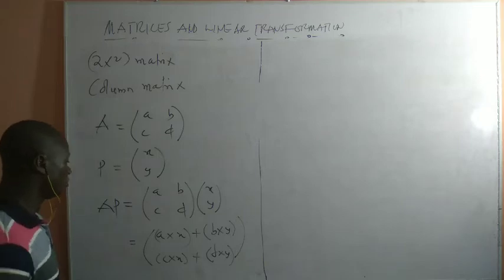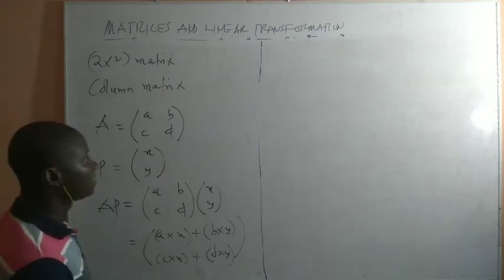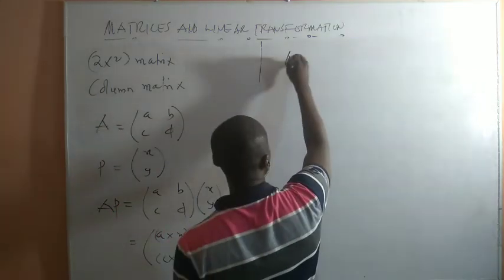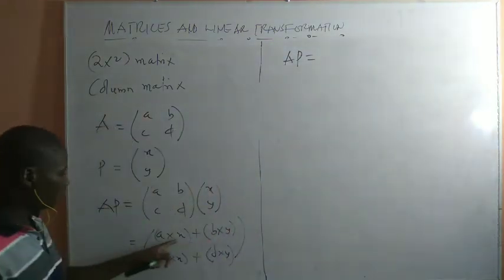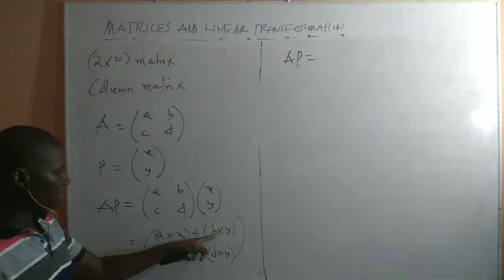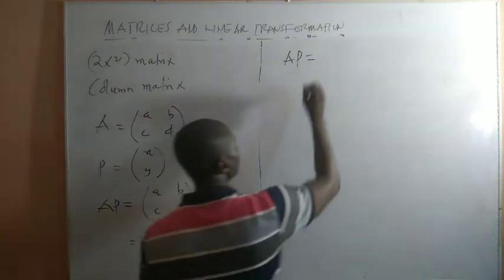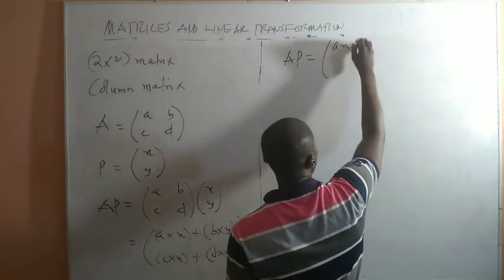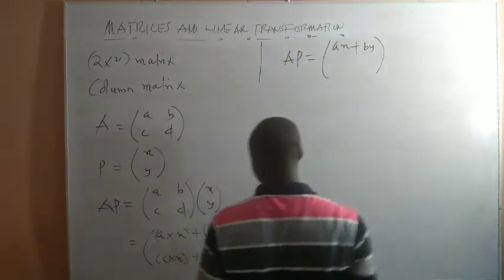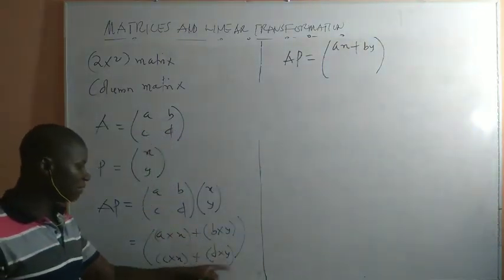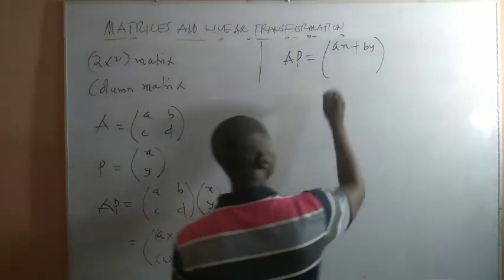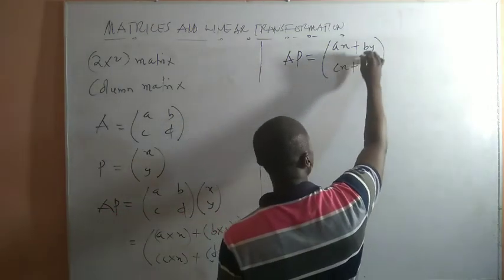And so, in simplifying this, our AP will now be equal to A times x is ax plus b times y is by. So we are going to have ax plus by. Then c times x is cx plus d times y is dy. So we are going to have cx plus dy.